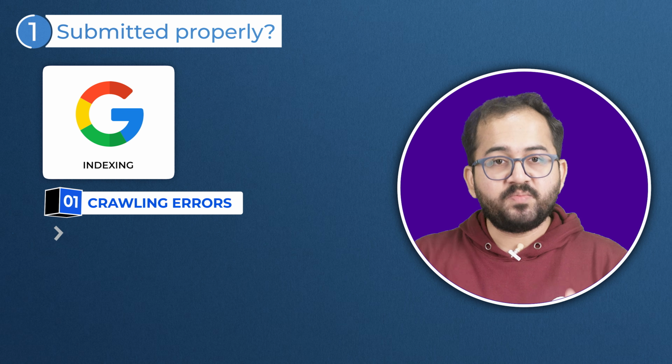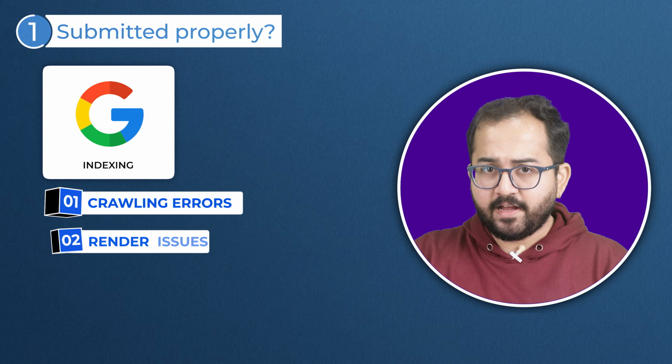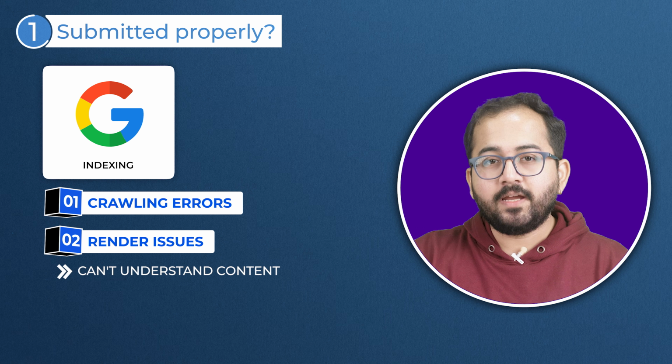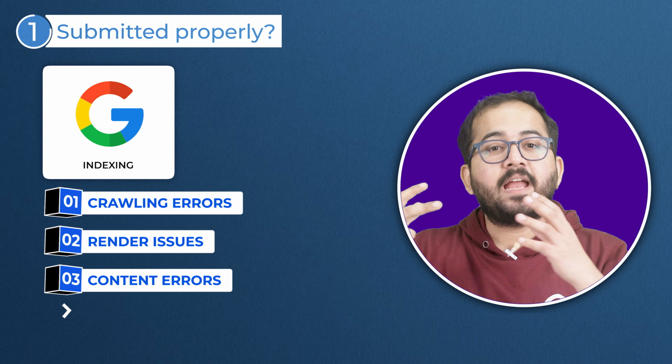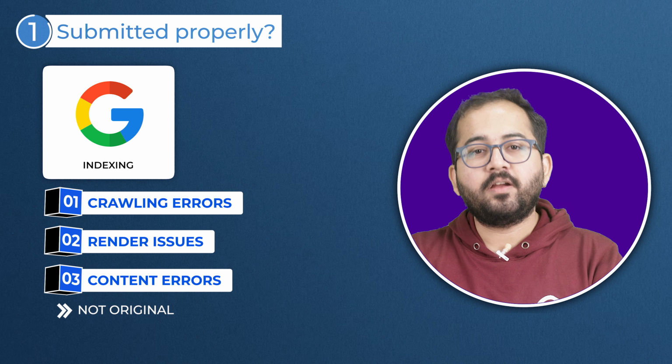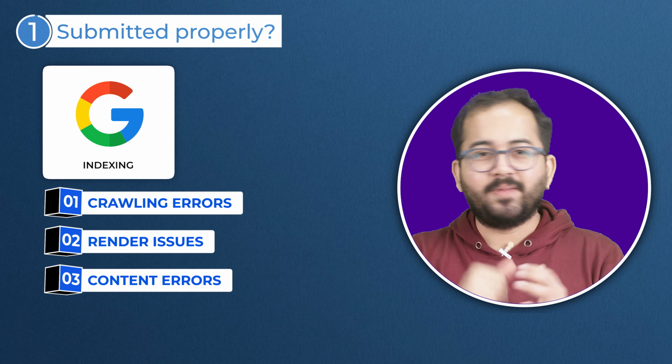There can only be three types of indexing errors. Crawling errors, which means that Google is having problems finding your website. Rendering errors, which are errors in loading and understanding the content on your website. Content errors, which are errors like duplicate, misleading or biased content. Now, let's solve all these problems one by one.